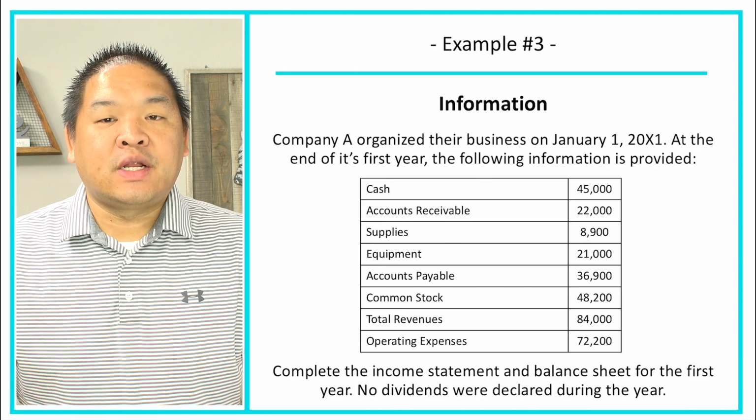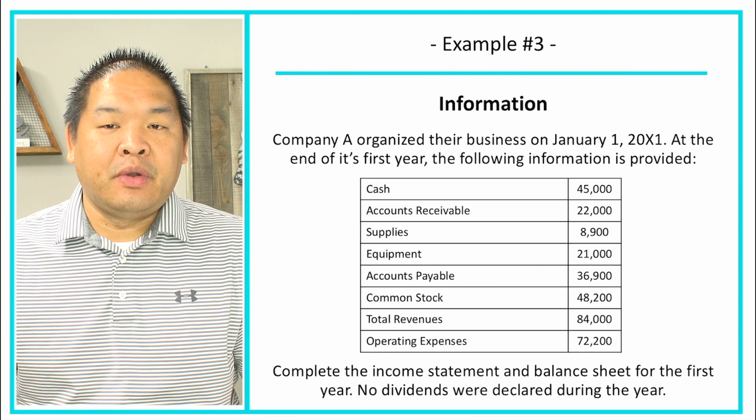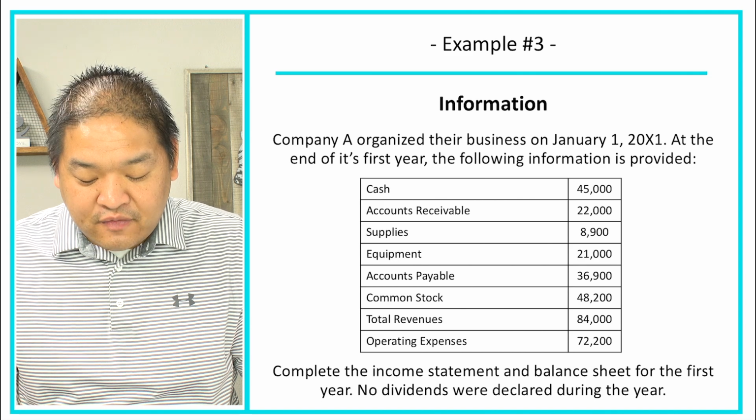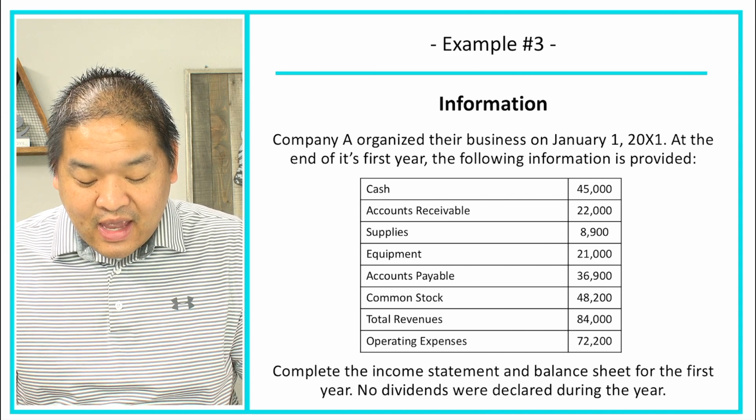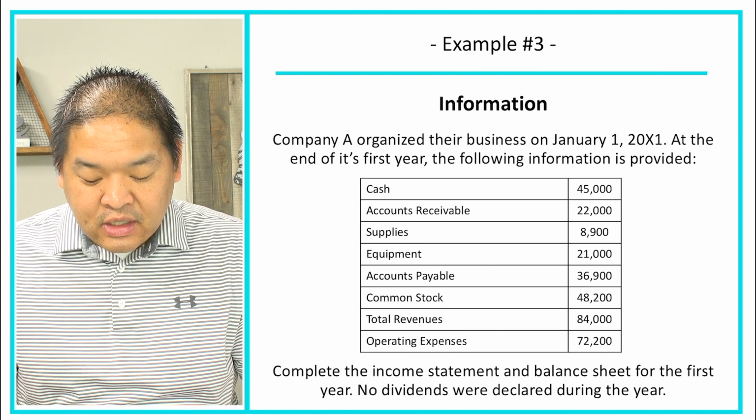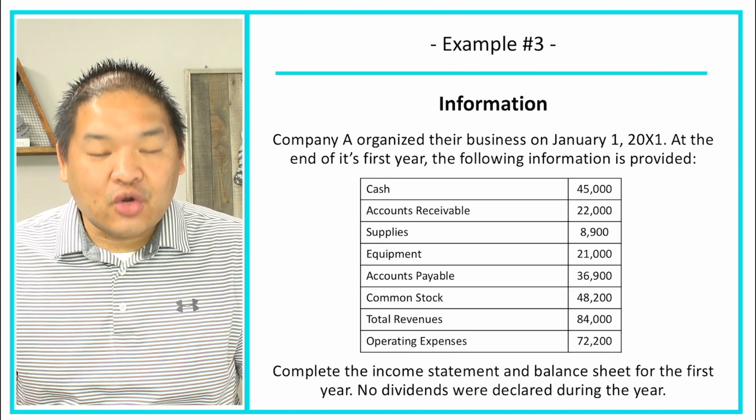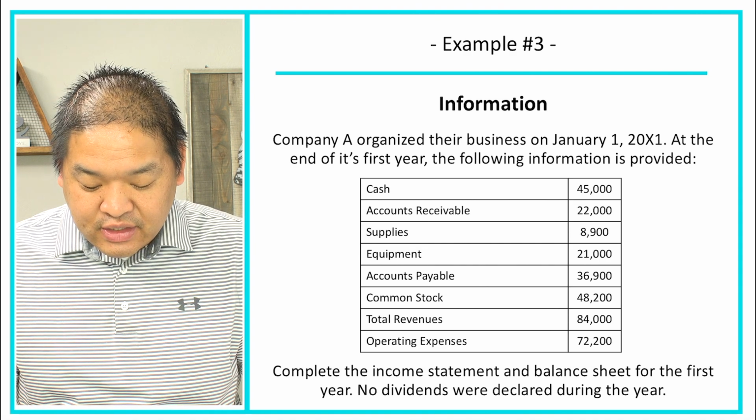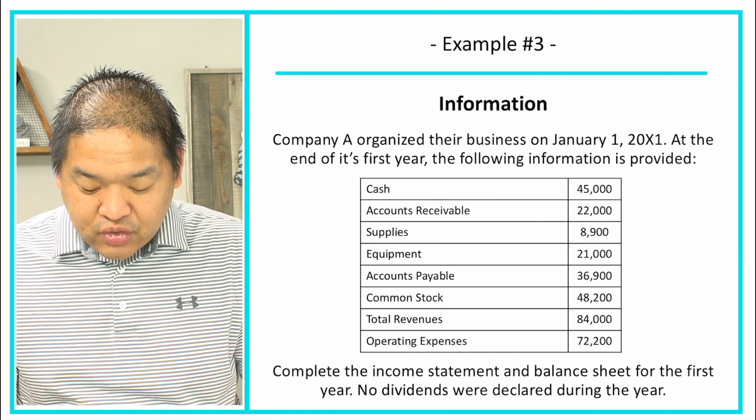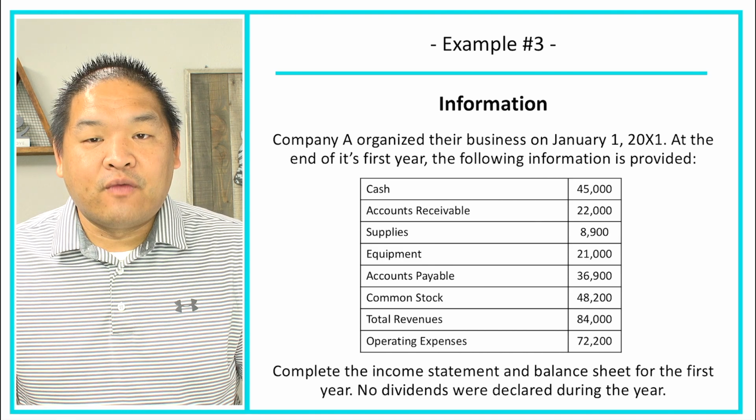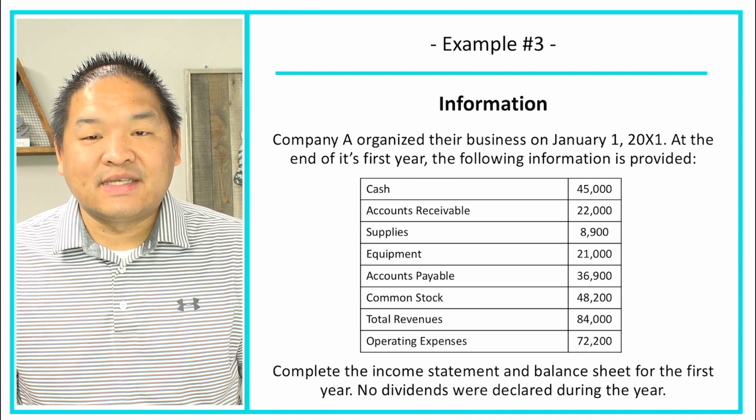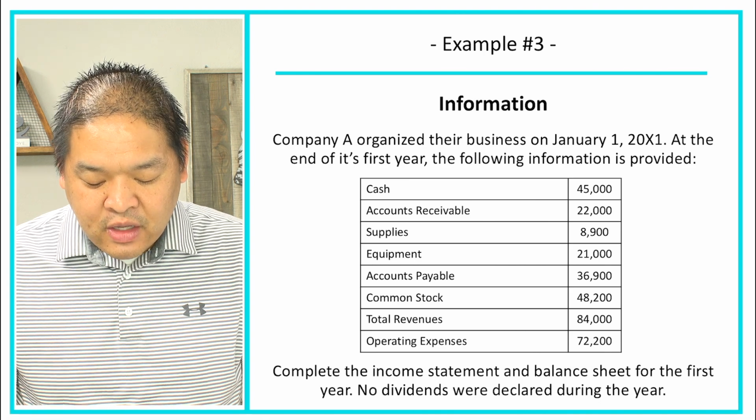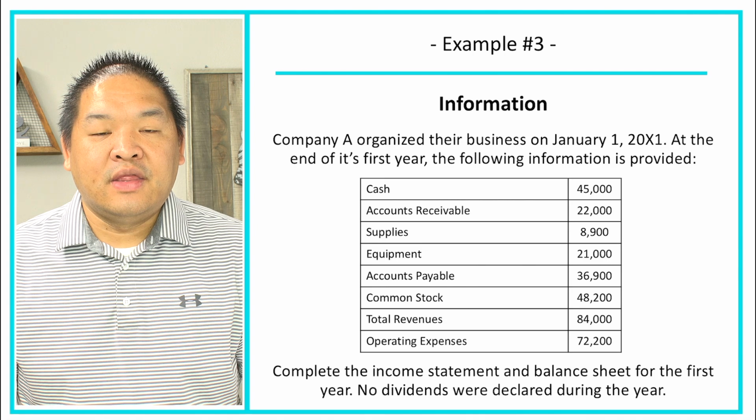So here is the information on company A, which organized their business on January 1, 20X1. At the end of its first year, the following information is provided. Cash of $45,000, AR or accounts receivable of $22,000, supplies of $8,900, equipment of $21,000, accounts payable is $36,900, common stock is $48,200, total revenues was $84,000, and then operating expenses is $72,200. Complete the income statement and the balance sheet for the first year. No dividends were declared during the year.